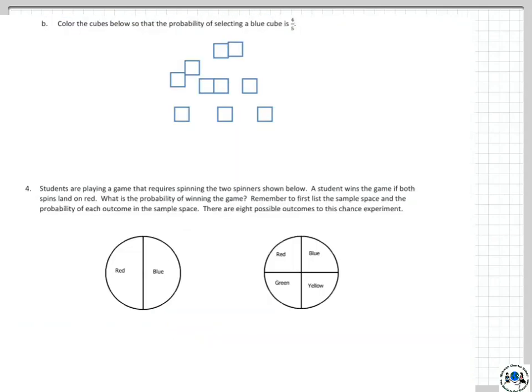Okay, so go ahead. Why don't you do B first, and then we'll look at it together. So, do B and come on back.